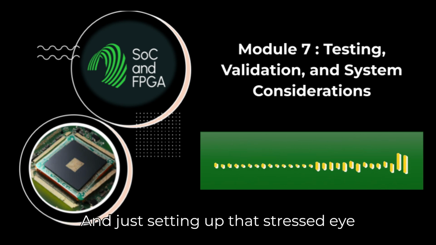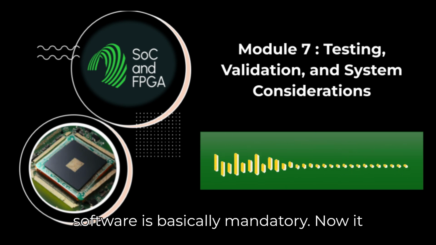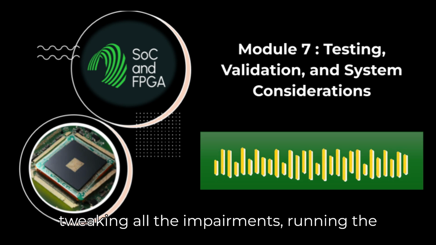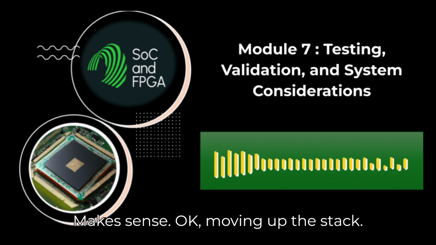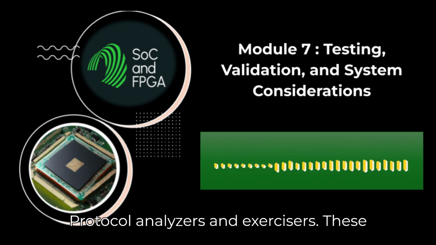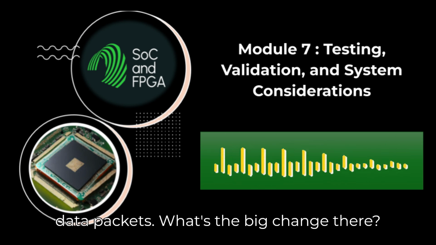And just setting up that stressed eye correctly is so complex, automated test software is basically mandatory now. It coordinates the BERT and the scope, tweaking all the impairments, running the tests. It's too much to do manually. Makes sense. Okay, moving up the stack. Protocol analyzers and exercisers. These look at the logical layer, the actual data packets. What's the big change there?